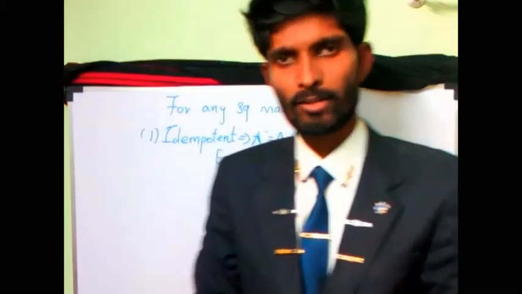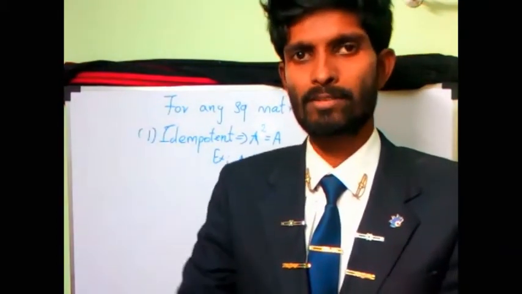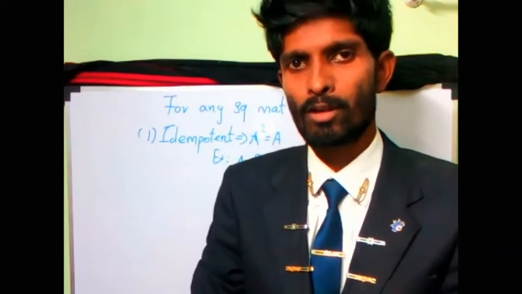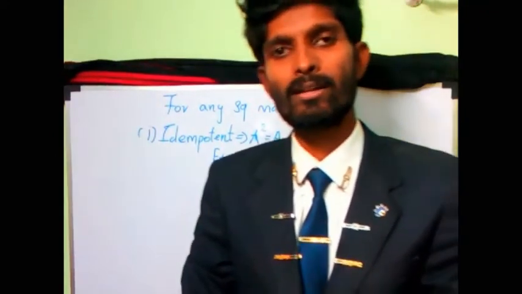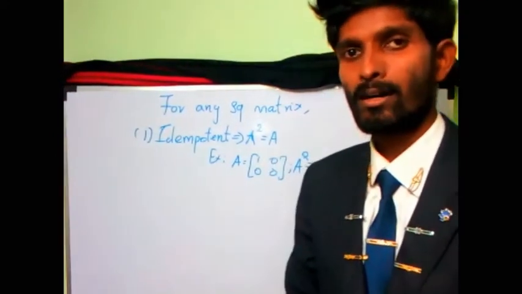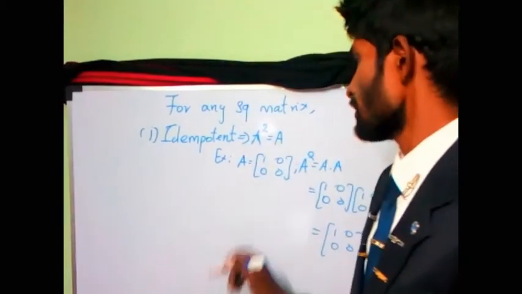That means for any matrix, if you square the matrix and the result gives the same matrix, that matrix is called an idempotent matrix. It should be a square matrix, and the index should be a natural number. It's not going to be irrational. It should be a natural number.